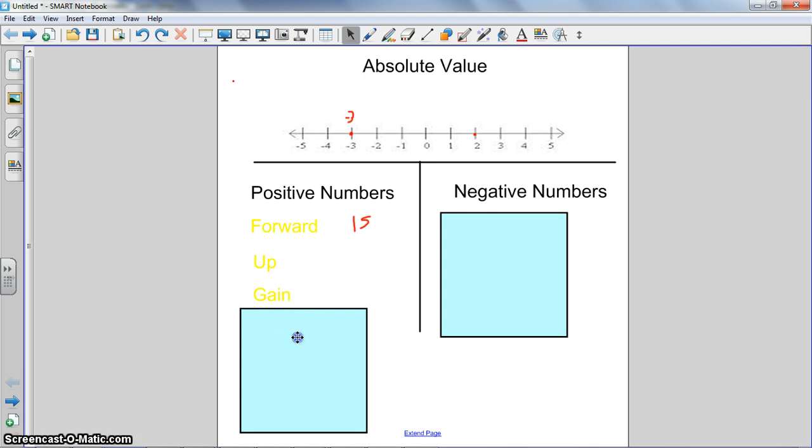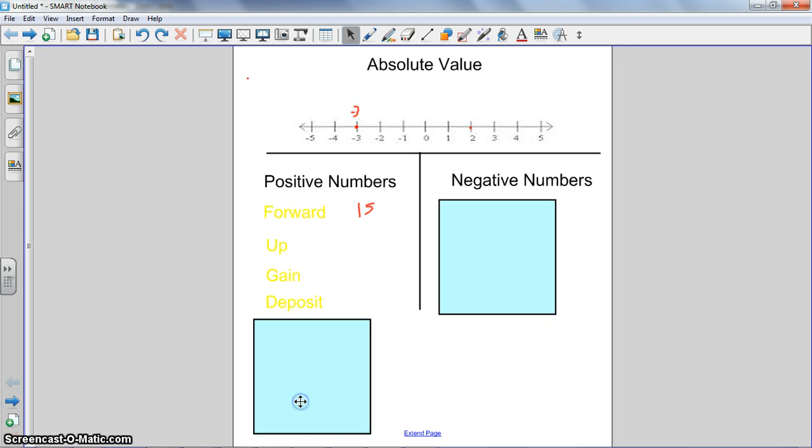And the last one that we're going to talk about is depositing, because sometimes you'll see that someone's depositing money into their bank account. That's positive. If I deposit $10, that means my account's going up $10, which is a positive gain. There are lots of situations where you use positives. Those are just some of the reasons.